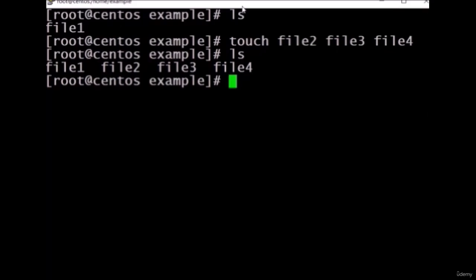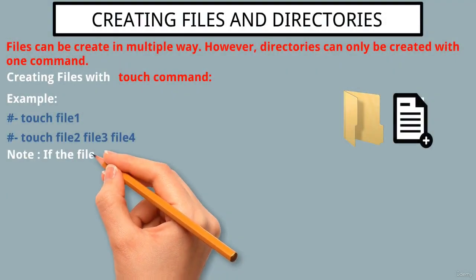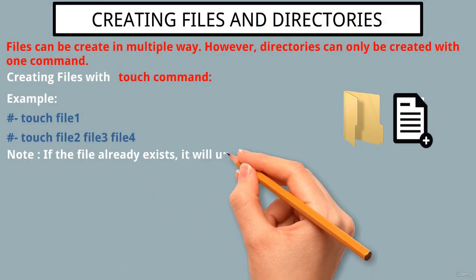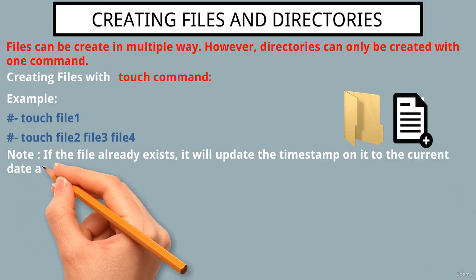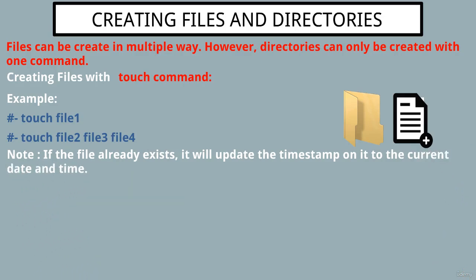Another thing to notice is, let's say we were creating a file, but the file name already existed. So let's say if we were creating file 1, but the file already existed, what that will do is it will update the timestamp on it to the current date and time. So it will just update the timestamp if the file already existed.